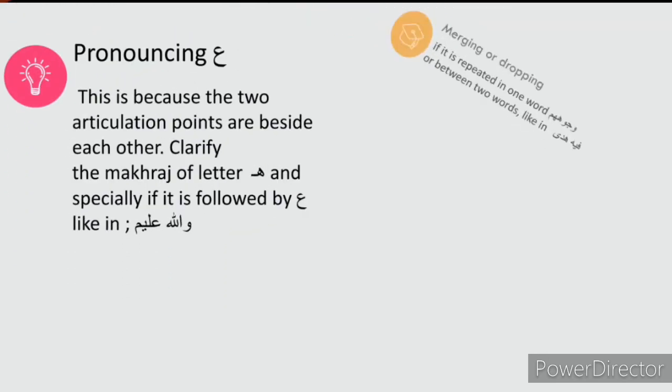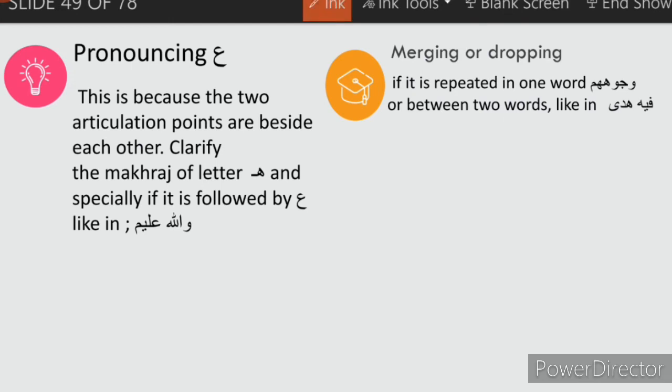The next one is pronouncing ha as an ayn. This is because the 2 articulation points are so close to each other. And we need to clarify the makhraj of ha, especially when it is followed by ayn. So for example, in this ayah, Wallahu alimun hakim. Wallahu alimun.